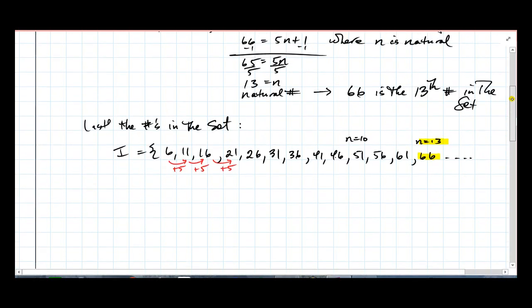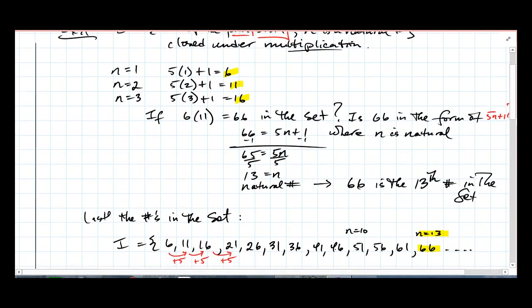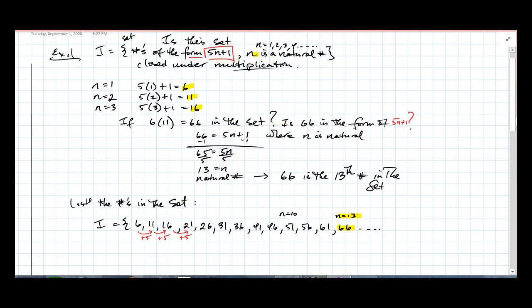Okay, so this is one way to easily show algebraically that you have a number in the set. If it's of the form 5n plus 1, set it equal to 5n plus 1, and solve for n, and if n is natural, like you get a natural number, then the number's in the set.